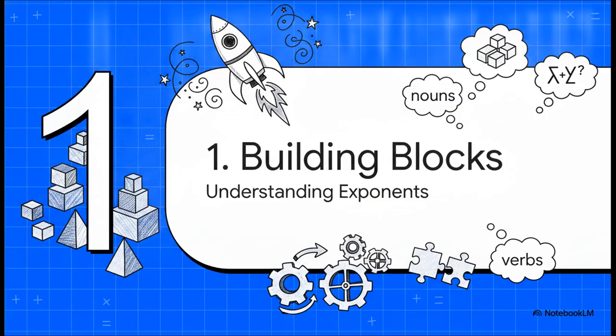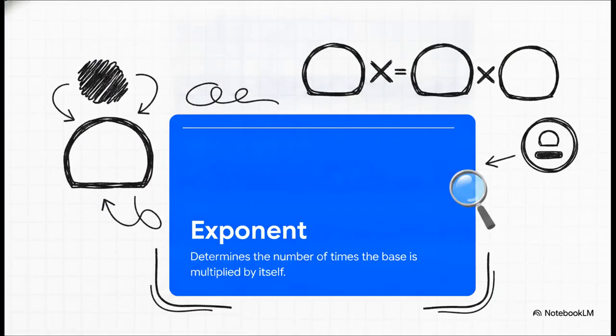Okay, part 1, building blocks, understanding exponents. We're kicking off our linguistic journey by defining the absolute raw materials of our new math language, exponents and bases. So the absolutely crucial thing to remember here is that a base is your primary number, and that tiny little exponent floating above it, well, that's the boss. It tells the base exactly how many times to multiply by itself.